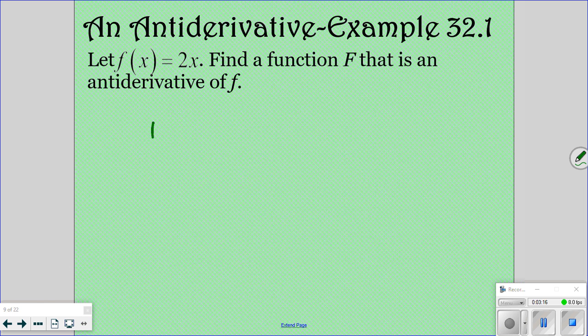So this was our formula. I shouldn't write in green on this background.